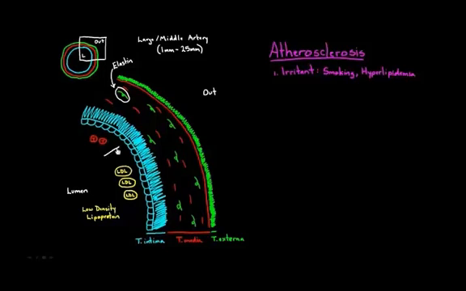Or, maybe I'll use a white color here, it could be high blood pressure. High blood pressure pushing out on these vessels could be an irritant. So any of these things could be an irritant. Hyperlipidemia, smoking, or hypertension, or high blood pressure could be an irritant. And what is being irritated? What is the thing that is being irritated?